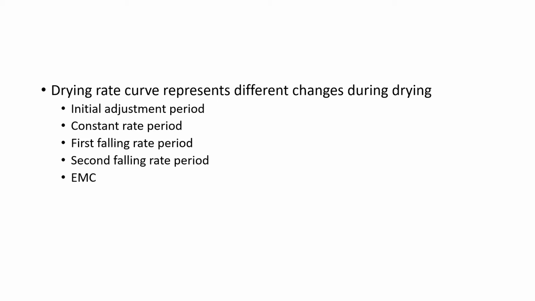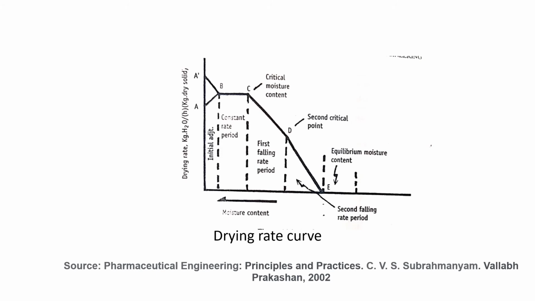Let's see the different phases of this rate curve. The drying rate curve actually represents these different changes once we are subjecting any substance to drying. So the time corresponding to this AB region is called the initial adjustment period. It can be A prime B or AB. One thing you notice is that as we move from right to left, the moisture content is decreasing in this curve. During this period, the solid absorbs heat. This will lead to an increase in the temperature of that particular material.